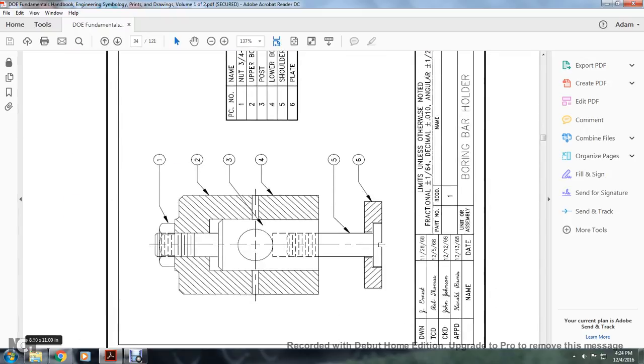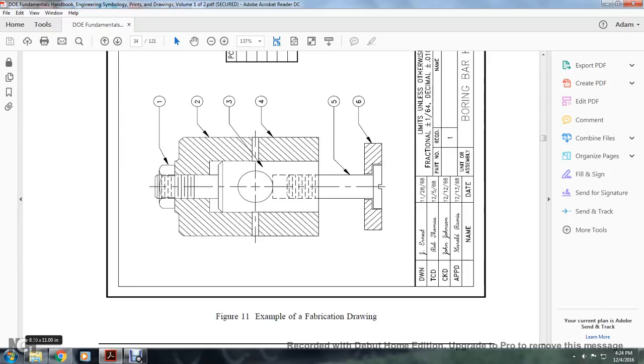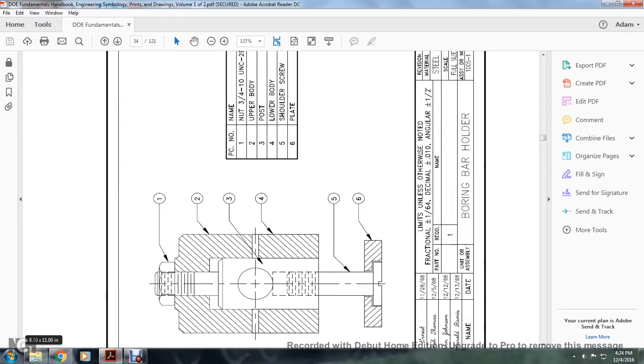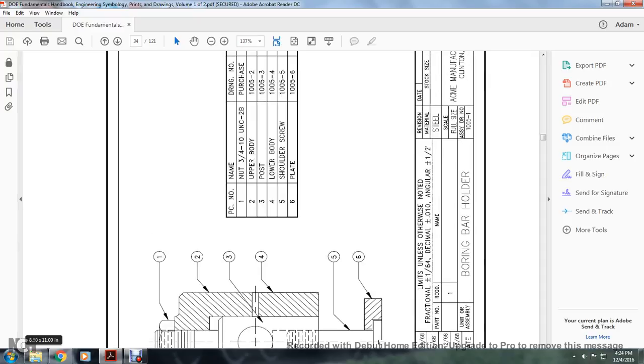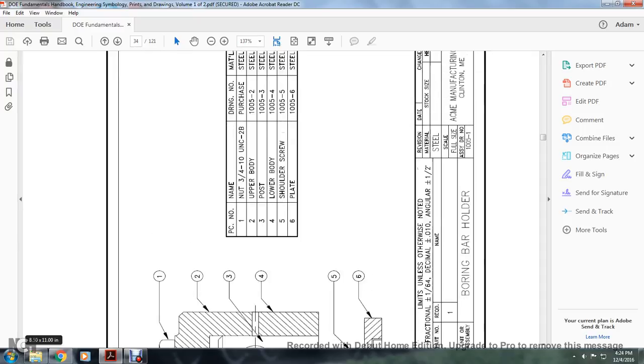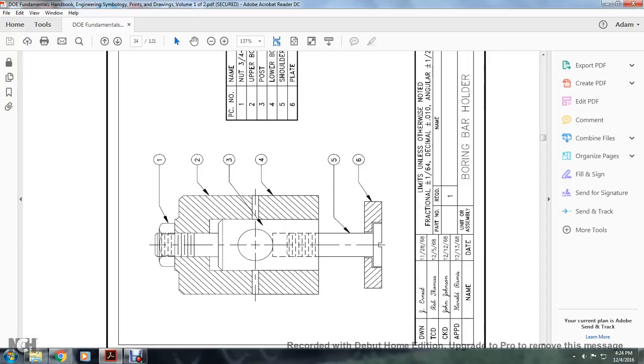This is an example of a fabrication drawing. Two bolts, like an upper body and a lower post, lower body. I don't know what it is. It's a part. It's a boring bar holder.